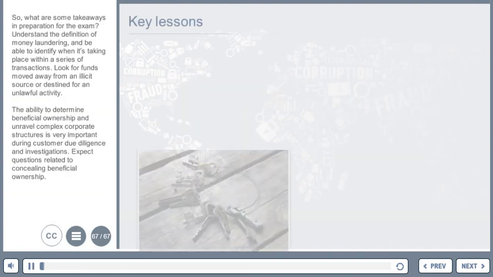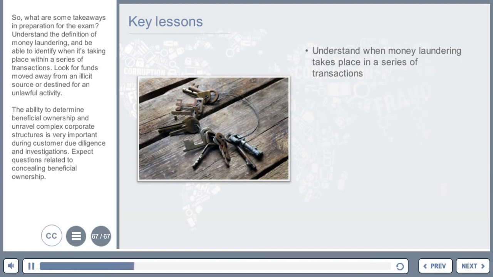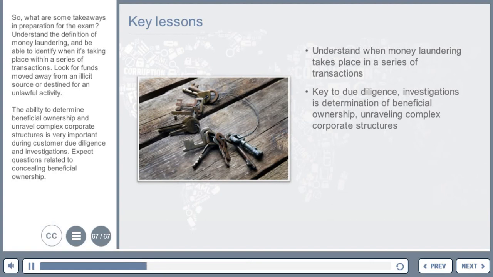So what are some takeaways in preparation for the exam? Understand the definition of money laundering and be able to identify when it's taking place within a series of transactions. Look for funds moved away from an illicit source or destined for an unlawful activity. The ability to determine beneficial ownership and unravel complex corporate structures is very important during customer due diligence and investigations. Expect questions related to concealing beneficial ownership.